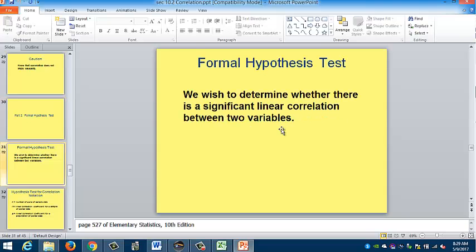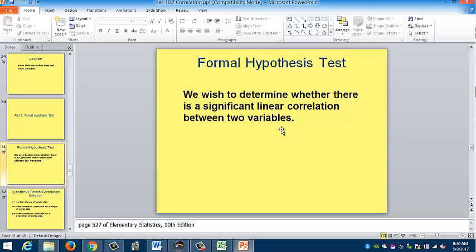Again, we wish to determine whether there's a significant linear correlation between two variables. That's the problem I just asked: is there a correlation between shoe size and height? But we're going to do it more formally now with a hypothesis test.